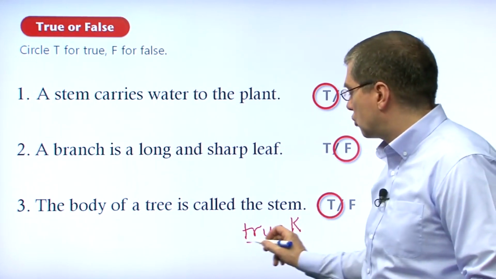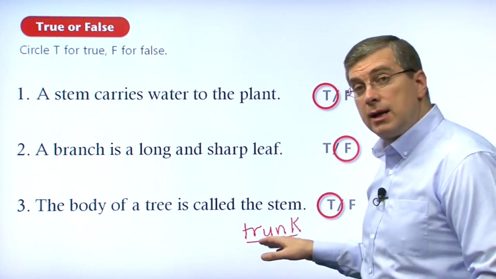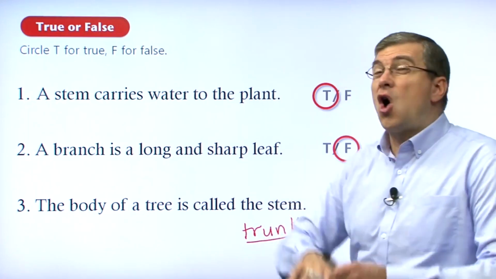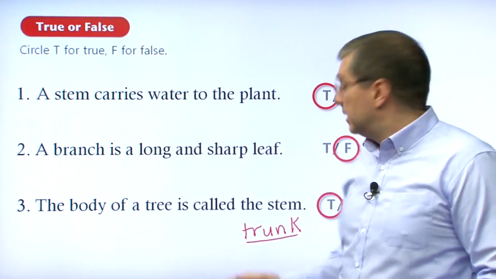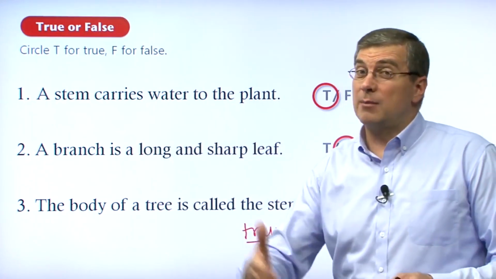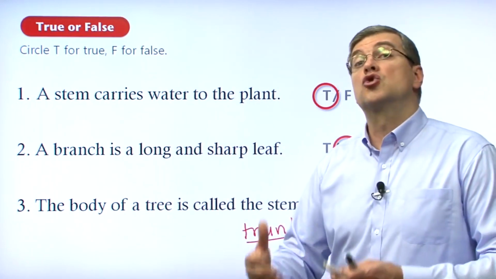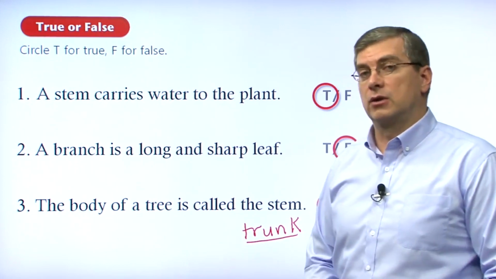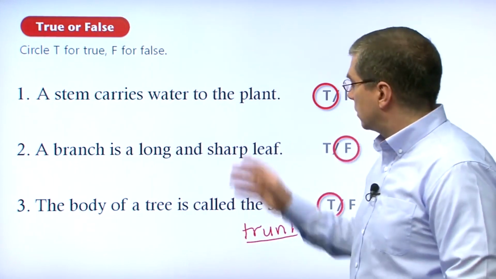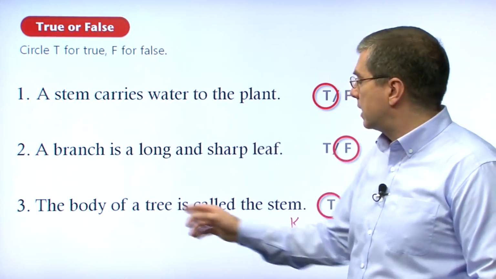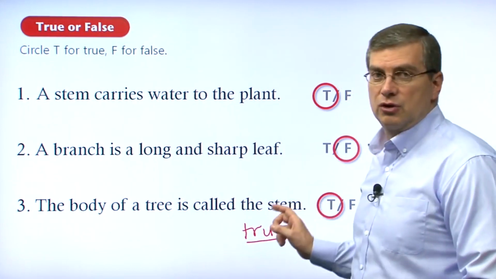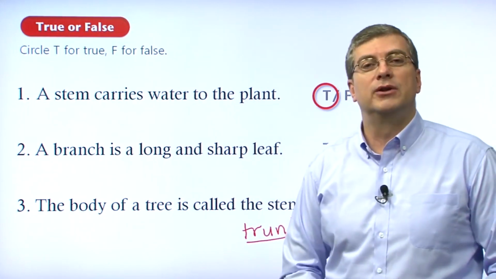T-R-U-N-K. Trunk. So for a tree, we talk about trunk. For all plants, it's called the stem. So yes, we can say the stem of a tree, but we also commonly say the trunk of a tree. That's also correct. Okay, so we have these statements down. The body of a tree is called the stem. That is true. It is also sometimes called the trunk.